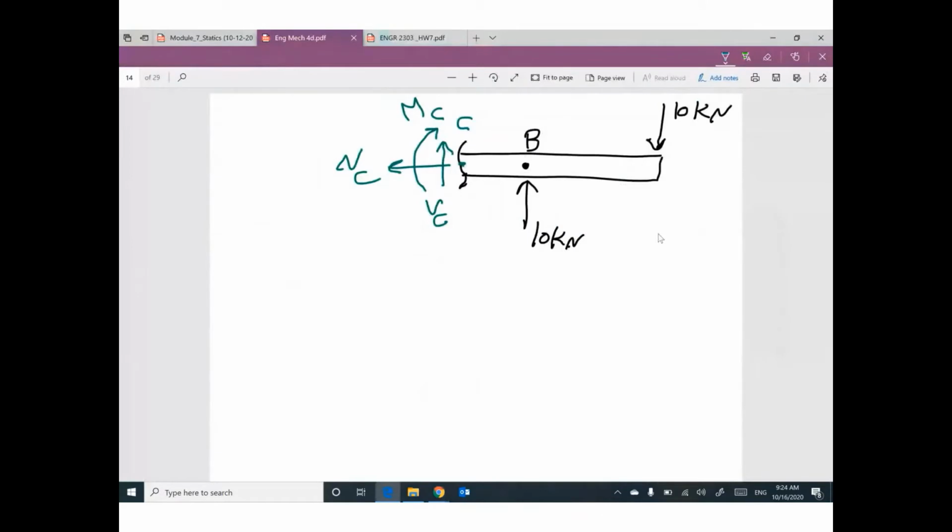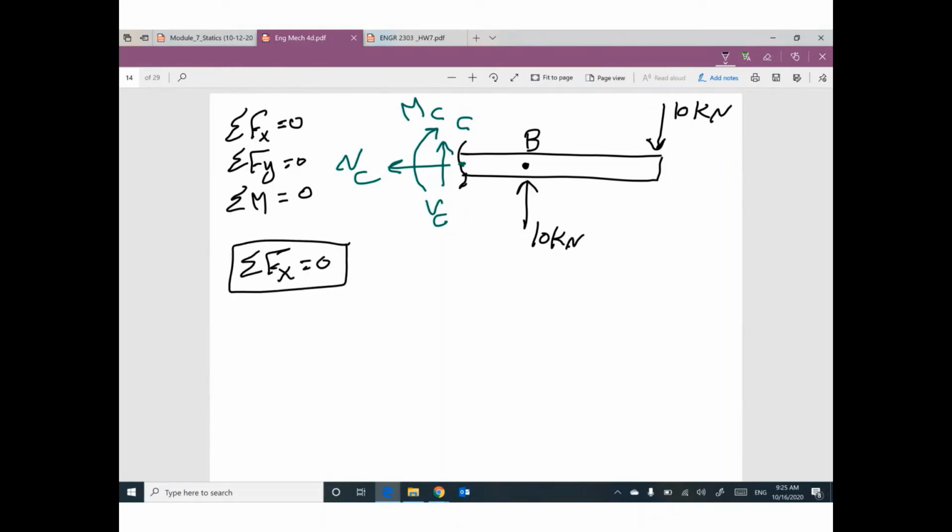Then we have three equilibrium equations one more time. Summation Fx equals 0. Summation Fy equals 0. Summation moment at any point equals 0. Go ahead and apply these equilibrium equations. Summation Fx. Which forces on this part of the beam in x direction? Negative NC. Do you have any other force? Are you sure? Nothing else. Equals 0. So NC equals 0. This is the first internal force.